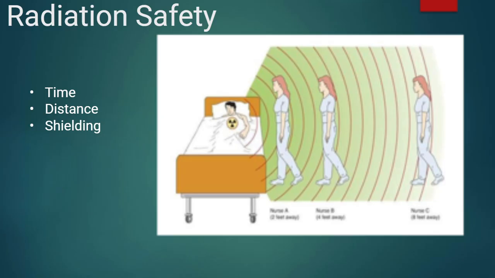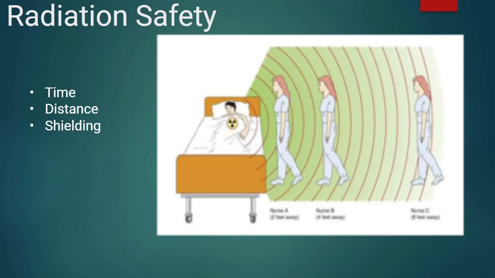When caring for a patient receiving internal radiation therapy, it's important to remember the three key principles of radiation safety: time, distance, and shielding. Time: the less time you spend near the radiation source, the lower your exposure. Care should be organized so you can complete tasks efficiently without lingering unnecessarily at the bedside. Distance: radiation exposure decreases the farther away you are from the source. Even moving back just a few feet can significantly reduce your exposure. That's why we position ourselves at the greatest safe distance whenever possible.